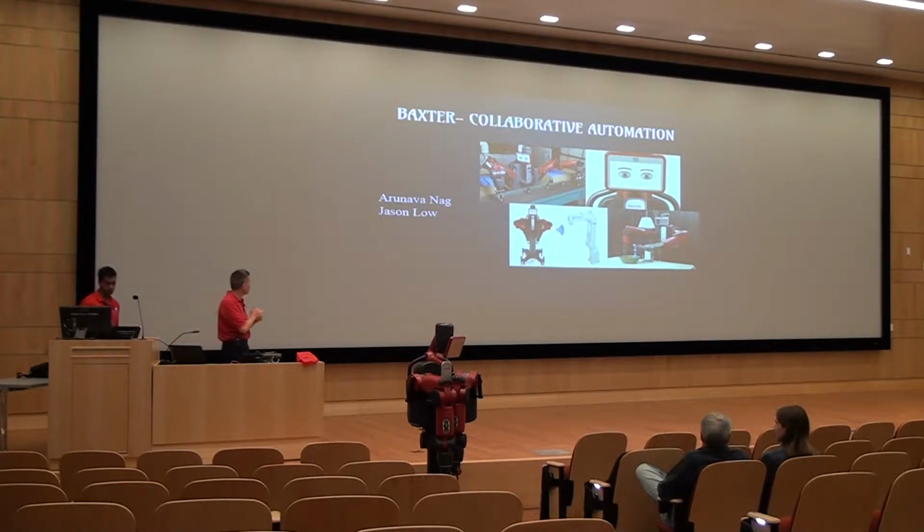My name is Jason Lowe, and I have Arunava here as well. I'm from industrial engineering, and Arunava is from ECE. We're going to go through a short slide presentation today. This is not a sales pitch by any means, but it's just to give you an introduction to the world of collaborative robots, and we're using this particular robot, which is a Baxter by Rethink Robotics up in Boston, as kind of a case study that we've been working with over the past year and a half.